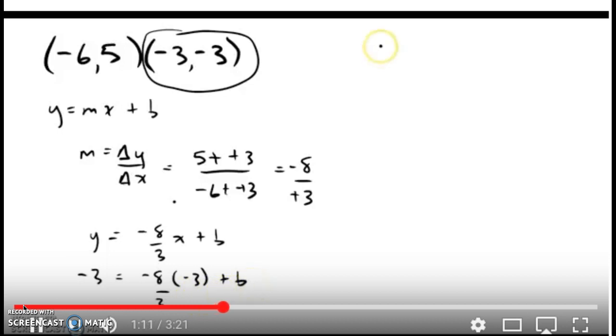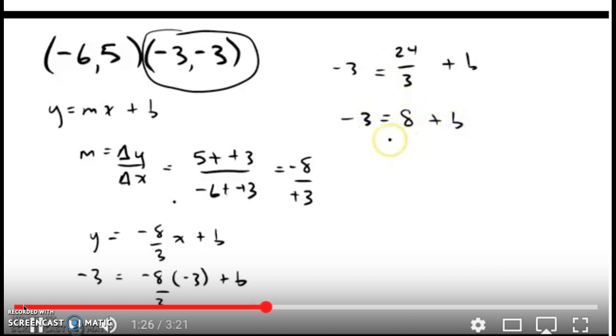So now we're going to take the next step. We're going to multiply the negative 8 over 3 times negative 3 over 1, and we get 24 thirds. And now 24 thirds simplifies to 8. And now we subtract 8 on both sides. We find out that our b is negative 11.